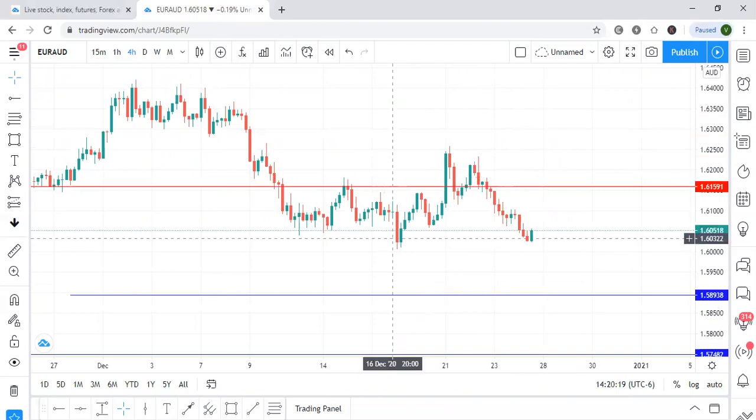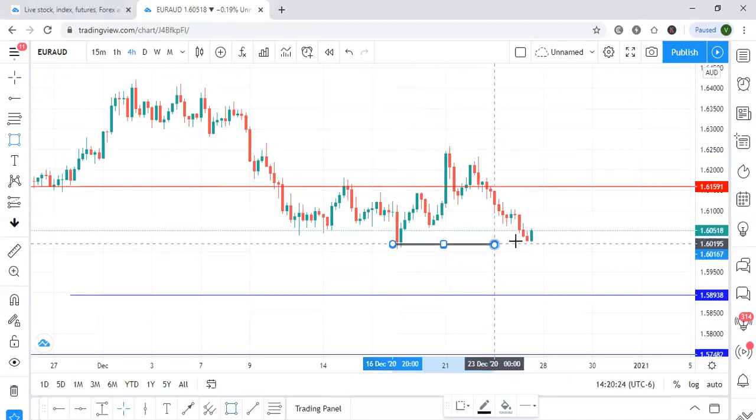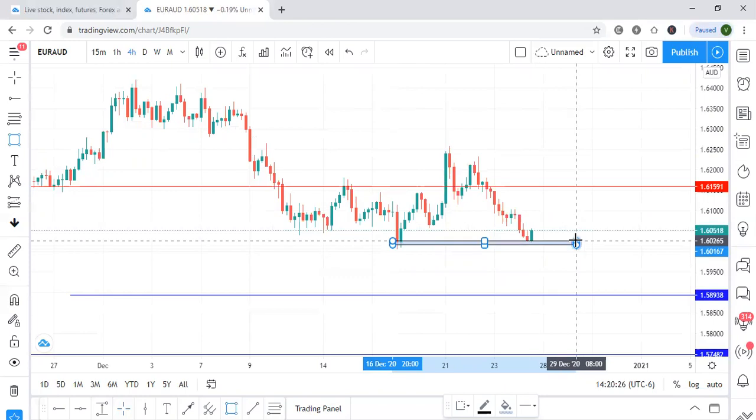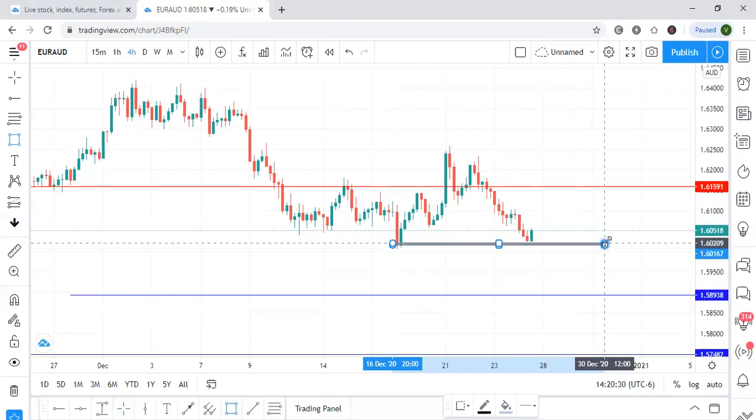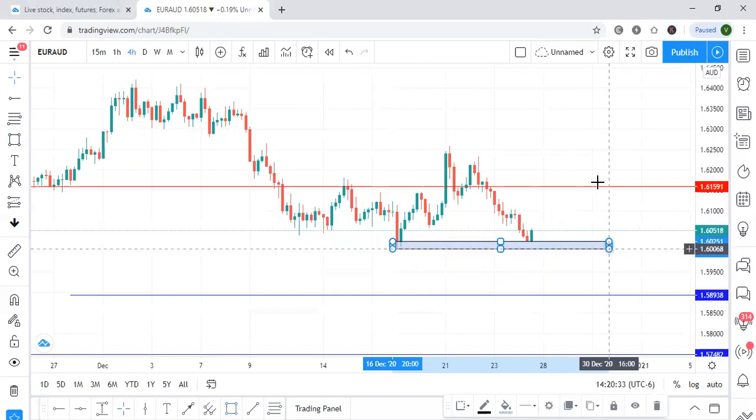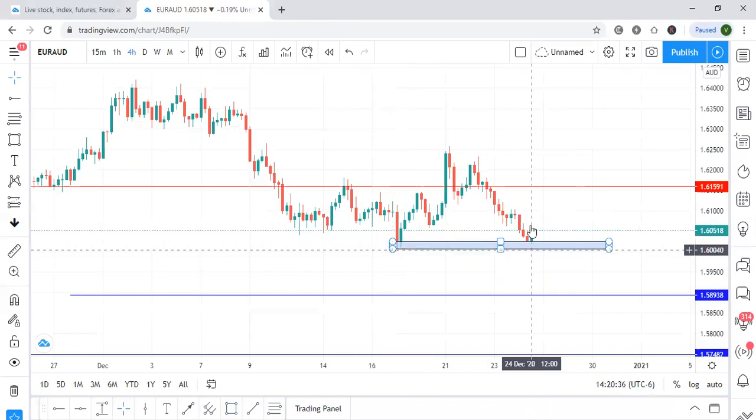All right, now this point here, this support level, okay, is not really a strong support level. All right, it's just because it's a fresh level, so price likely getting there will reverse.